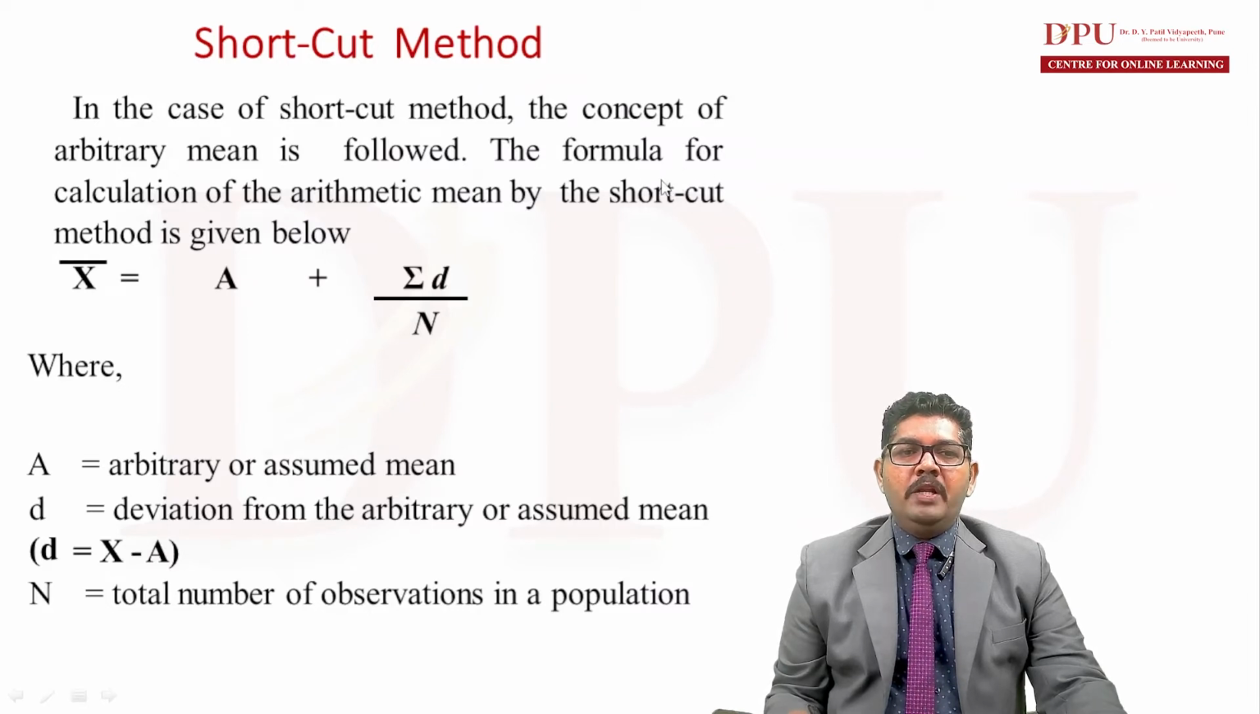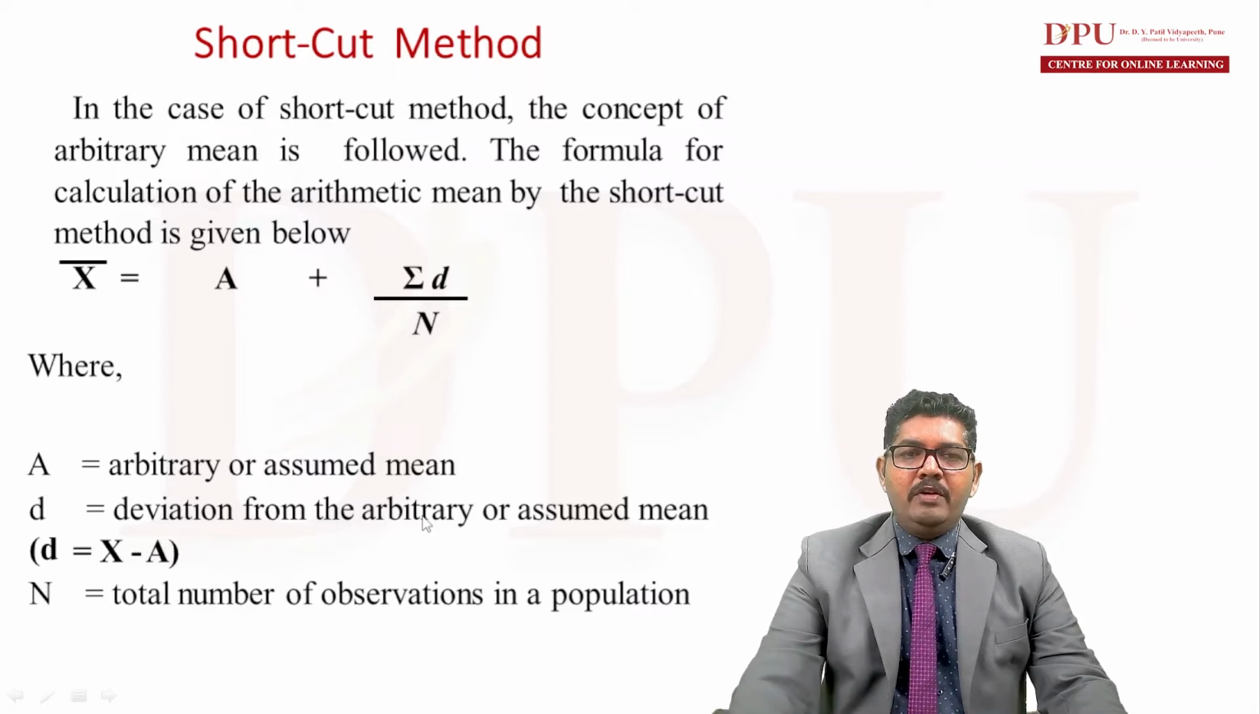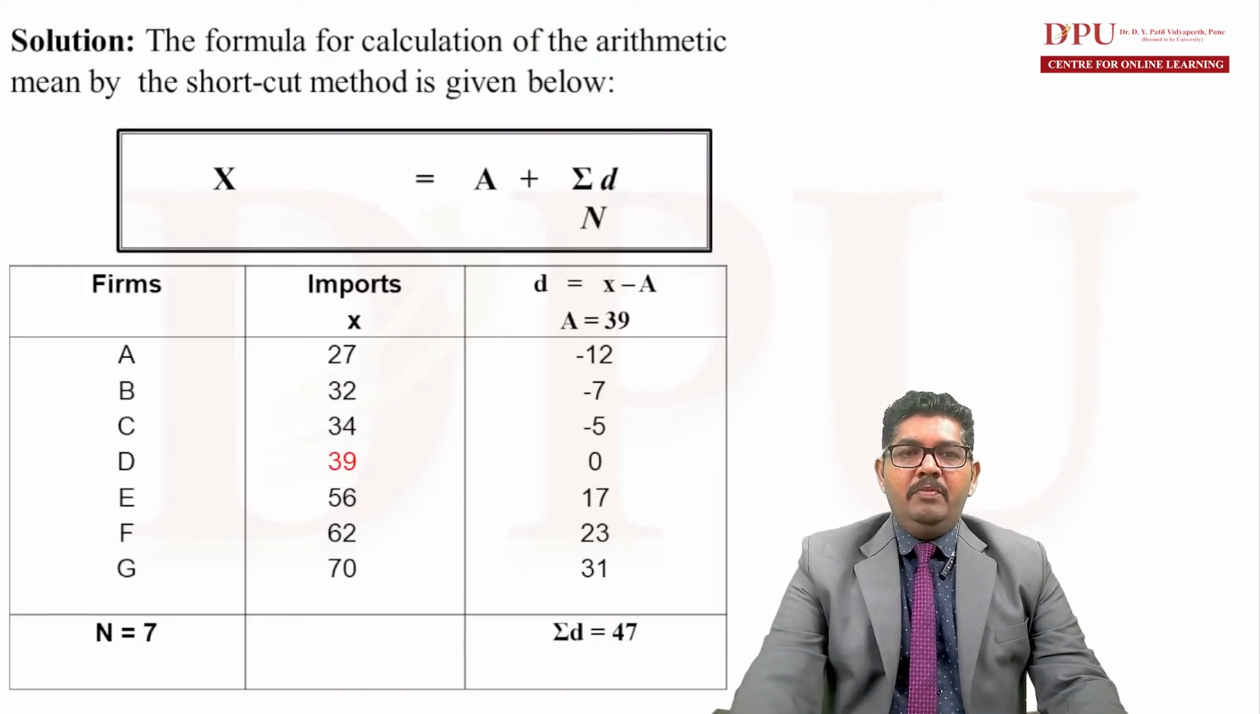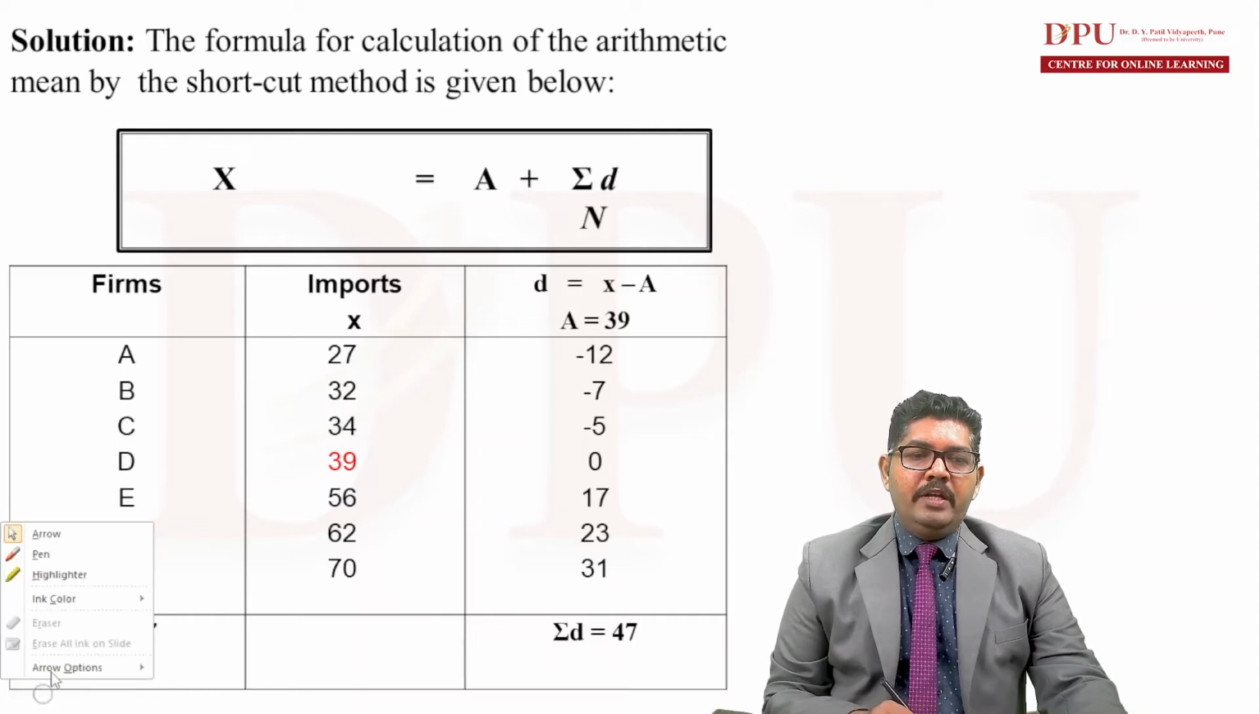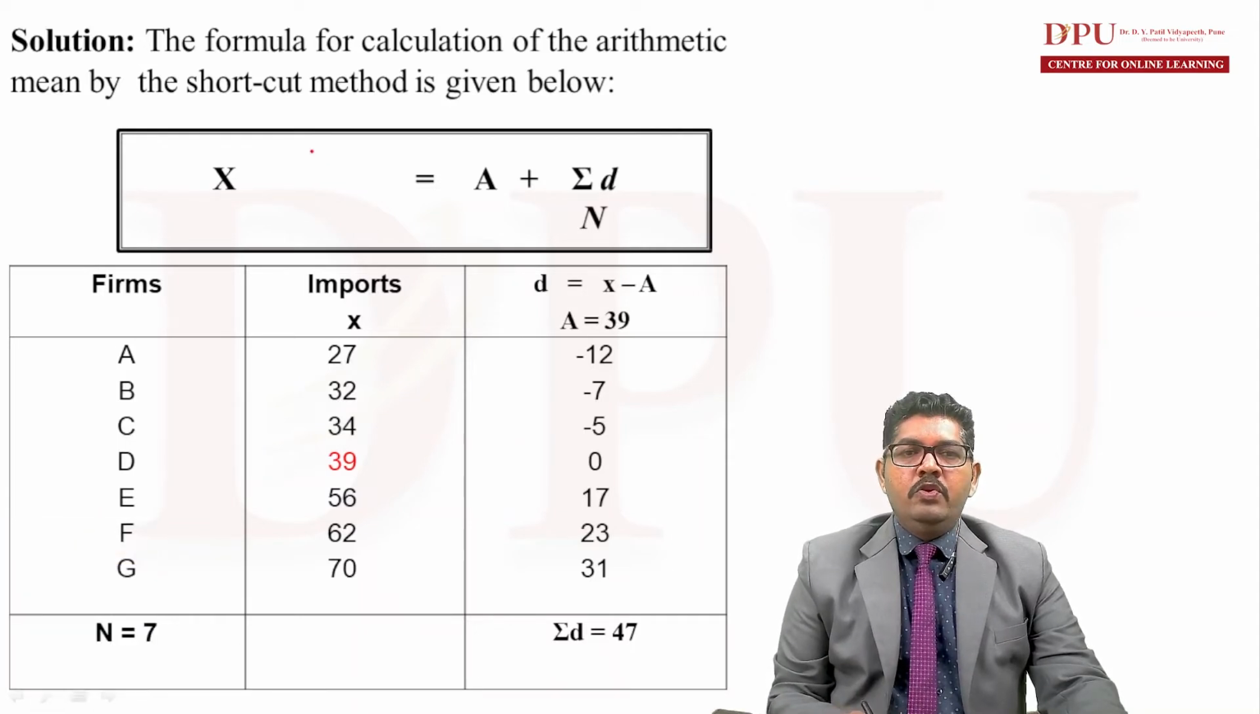The formula for calculation of the arithmetic mean by the shortcut method is x bar equal to a plus summation of d divided by n, where a is the arbitrary mean or the assumed mean, d is the deviation from the arbitrary mean, so d is equal to x minus a, and n is the total number of observations in the population. So we are going to calculate the arithmetic mean by using this particular formula.